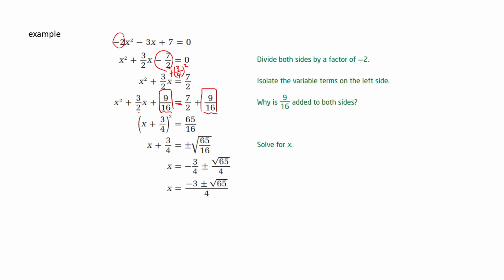So now we can take the square root on both sides. We have x plus 3/4 equal to positive or negative square root of this. Finally, we move 3/4 to the other side. We got x equal to this.